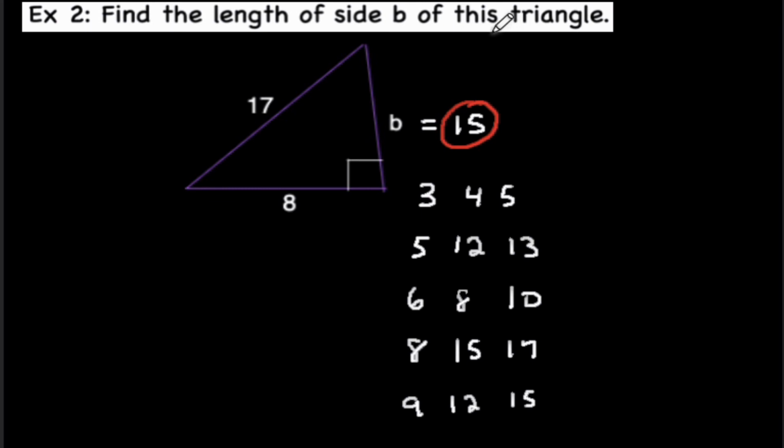So if you actually knew the Pythagorean triples for this right here, you would be able to see that it's 15 without solving, right? Because if you notice right here, we have 8, 15, 17. And since we have the 8 and the 17, you would have figured that the other missing side was 15 because of this Pythagorean triple.